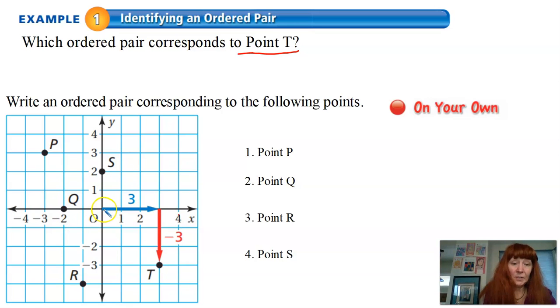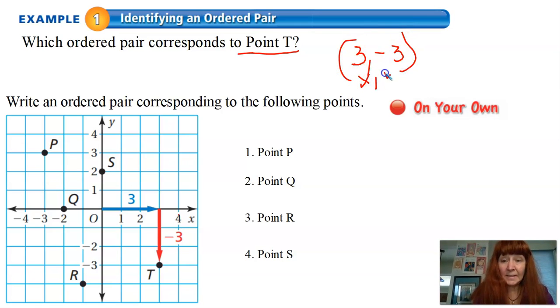So right here, when I start at 0, I move 1, 2, 3 spaces to the right, and then I go 1, 2, 3 spaces down. Notice when you go to the right, you're going in a positive direction, and when you go down, it's a negative direction. So the ordered pair that corresponds to T, that tells people how to get to T, is 3, negative 3.